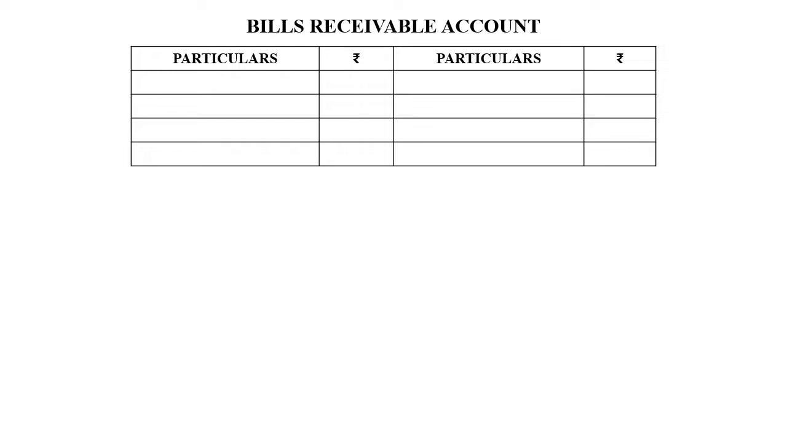Next one, bad debts written off. Again it's a repeated transaction. Bad debts account debit to debtors account. So in debtors account you have to credit bad debts. So it is bad debts account debit to debtors account.